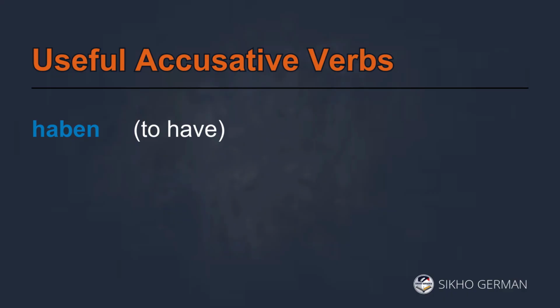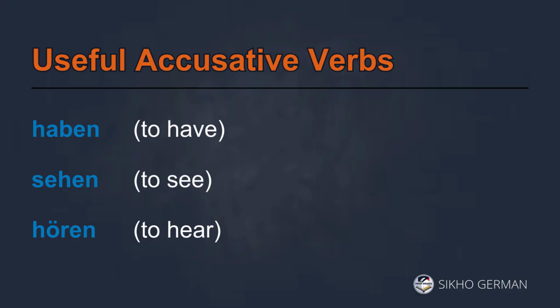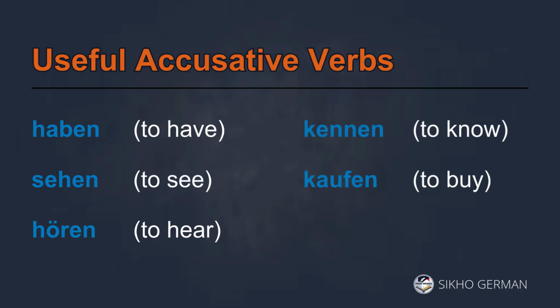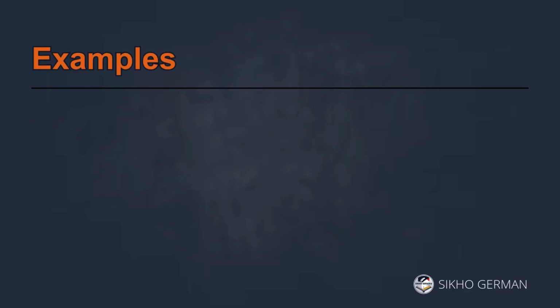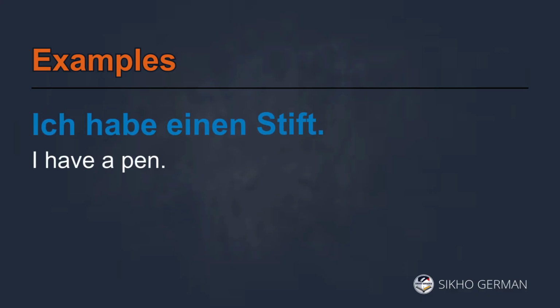Haben, to have. Sehen, to see. Hören, to hear. Kennen, to know. Kaufen, to buy. Lieben, to love. All of these verbs take direct objects in the accusative case. Here are some example sentences with accusative verbs. Ich habe einen Stift. I have a pen.